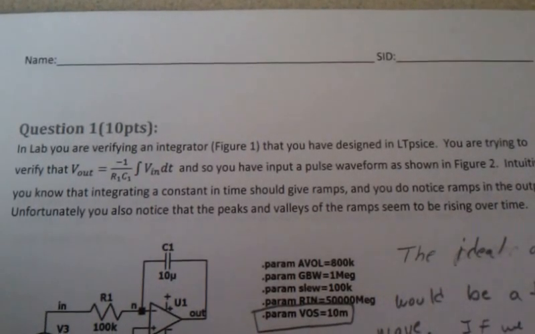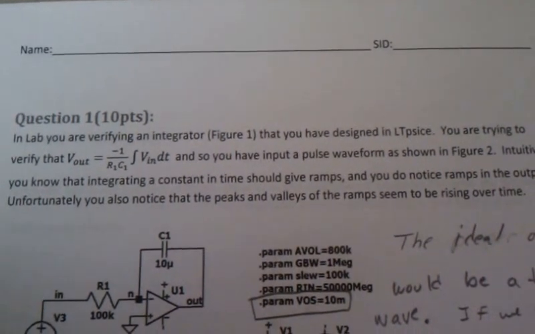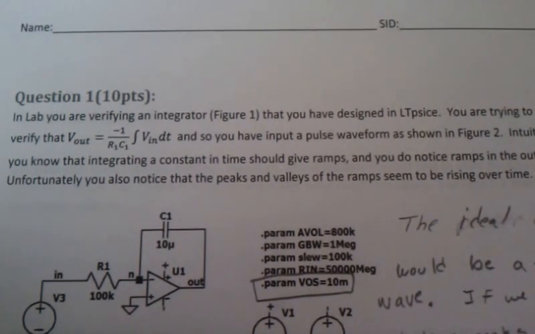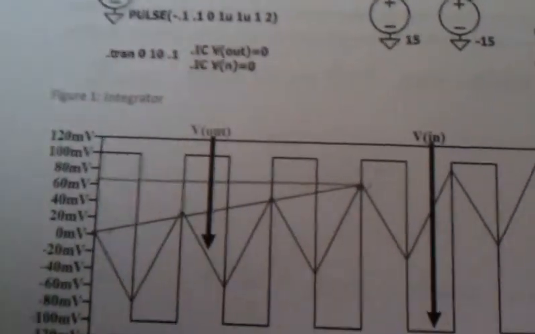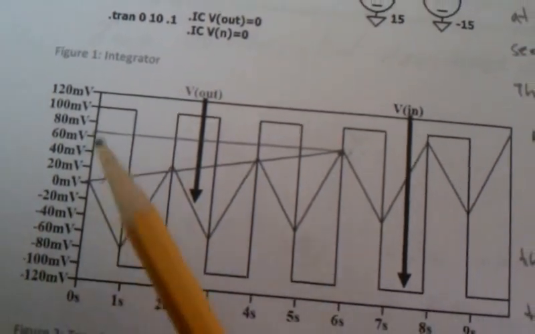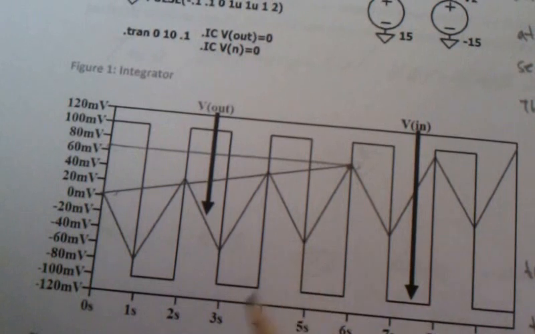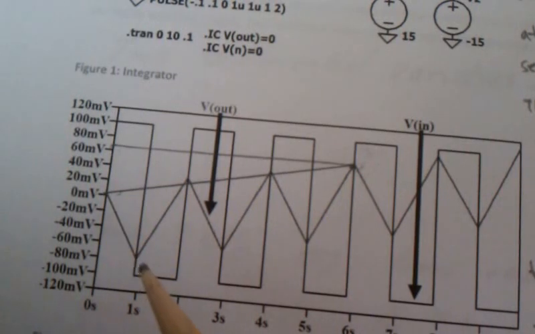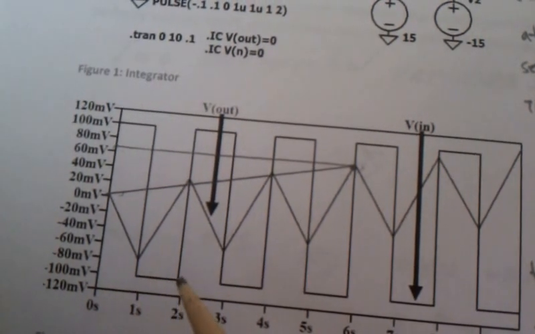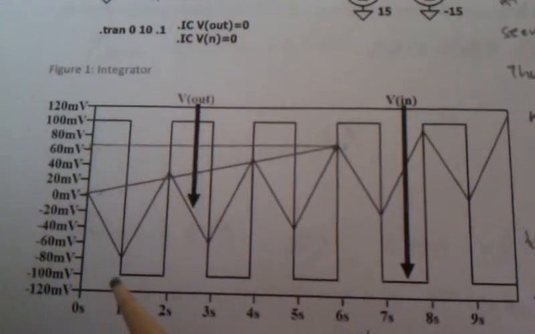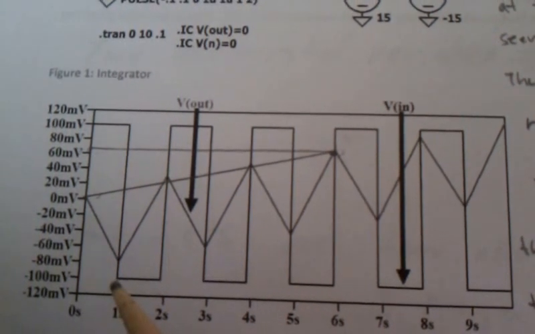In question 1, we're trying to verify that our inverting integrator is working. One simple way to do that is to put in a pulse. A pulse gives, for moments of time, a constant voltage. If you have a positive constant during that time, when you integrate you should get a negative slope, and if you have a negative voltage, you should get a positive slope. So you can rapidly see whether your inverting integrator is doing what it's supposed to be doing.